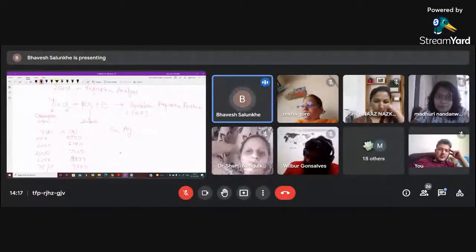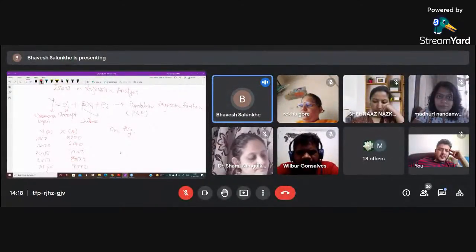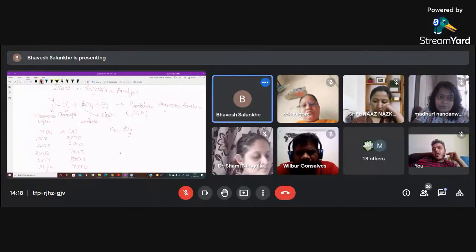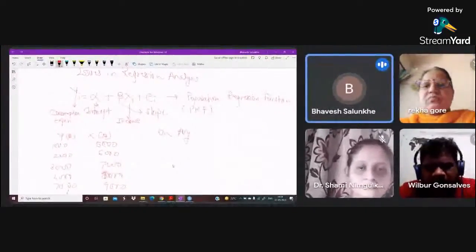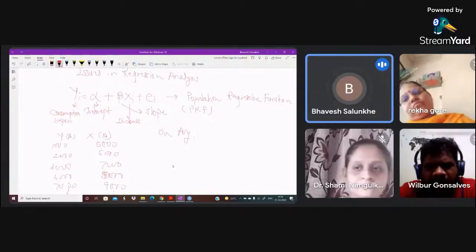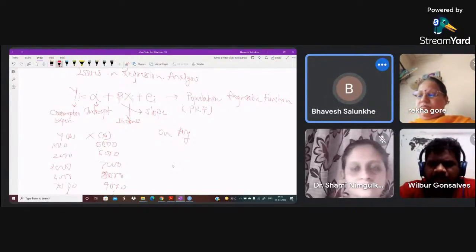This parameter, which is alpha, is called the intercept parameter. And this parameter beta is called the slope parameter. Now, how do we interpret these two? If your income level is 0, still there will be some consumption expenditure for a particular family. So that will be equal to alpha. When X is equal to 0, the level of income is 0 for a particular family, its consumption expenditure will be alpha.